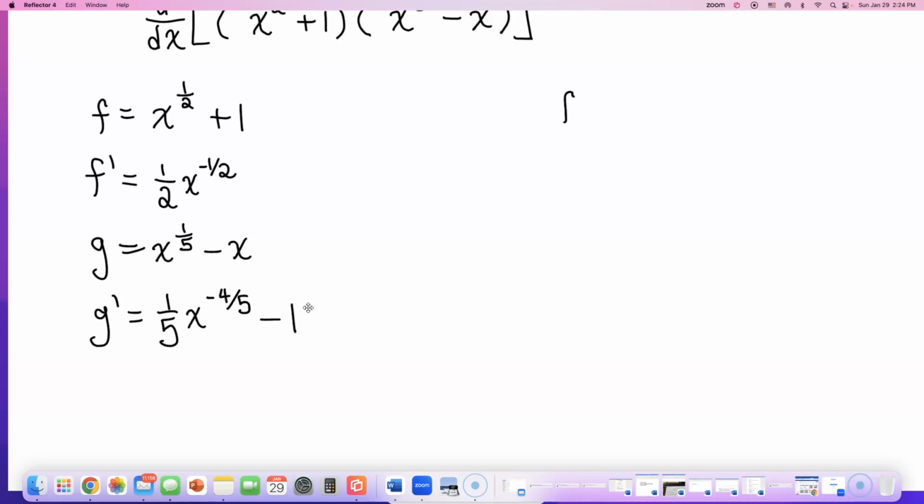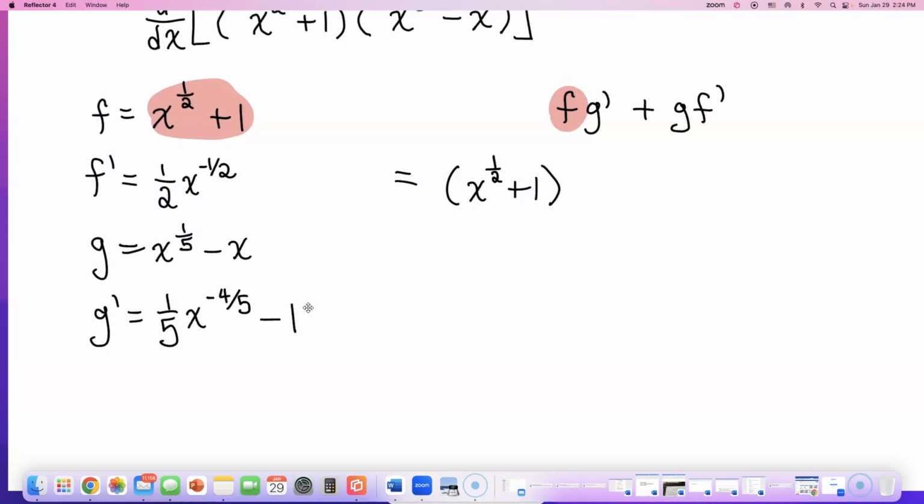So let's do the product rule now. First times the derivative of the second plus second times the derivative of the first. So what's that going to be? The first is this. Now, I guess you can put it back in square root form if you want to. I don't think I will. I'll just leave it the same. So there's my red. Okay. Now I'm multiplying this by g prime, which is right here. So I'll say that times 1/5 x to the negative 4/5 minus 1, close parenthesis.